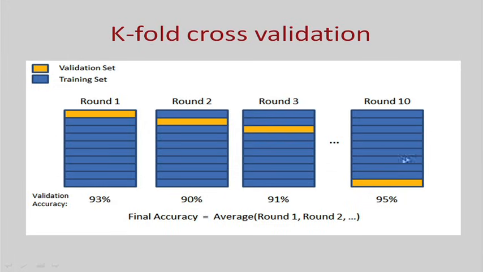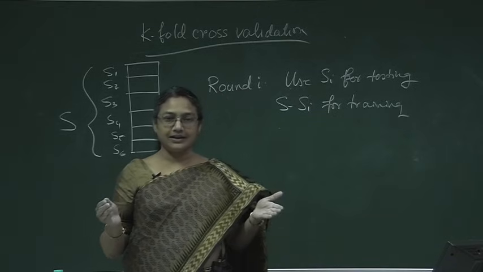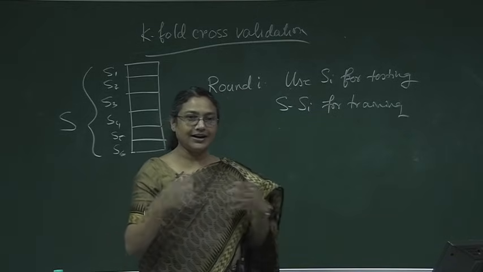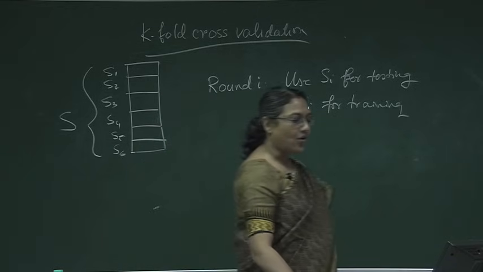There are 10 splits of the data in this picture, and in round 1, suppose the accuracy is 93%, round 2 90%, round 3 91%, and so on till round 10 95%, and the final accuracy is the average of the accuracies in all the rounds. This is called k-fold cross validation, which makes use of limited data so that the training and testing can be done at all points.